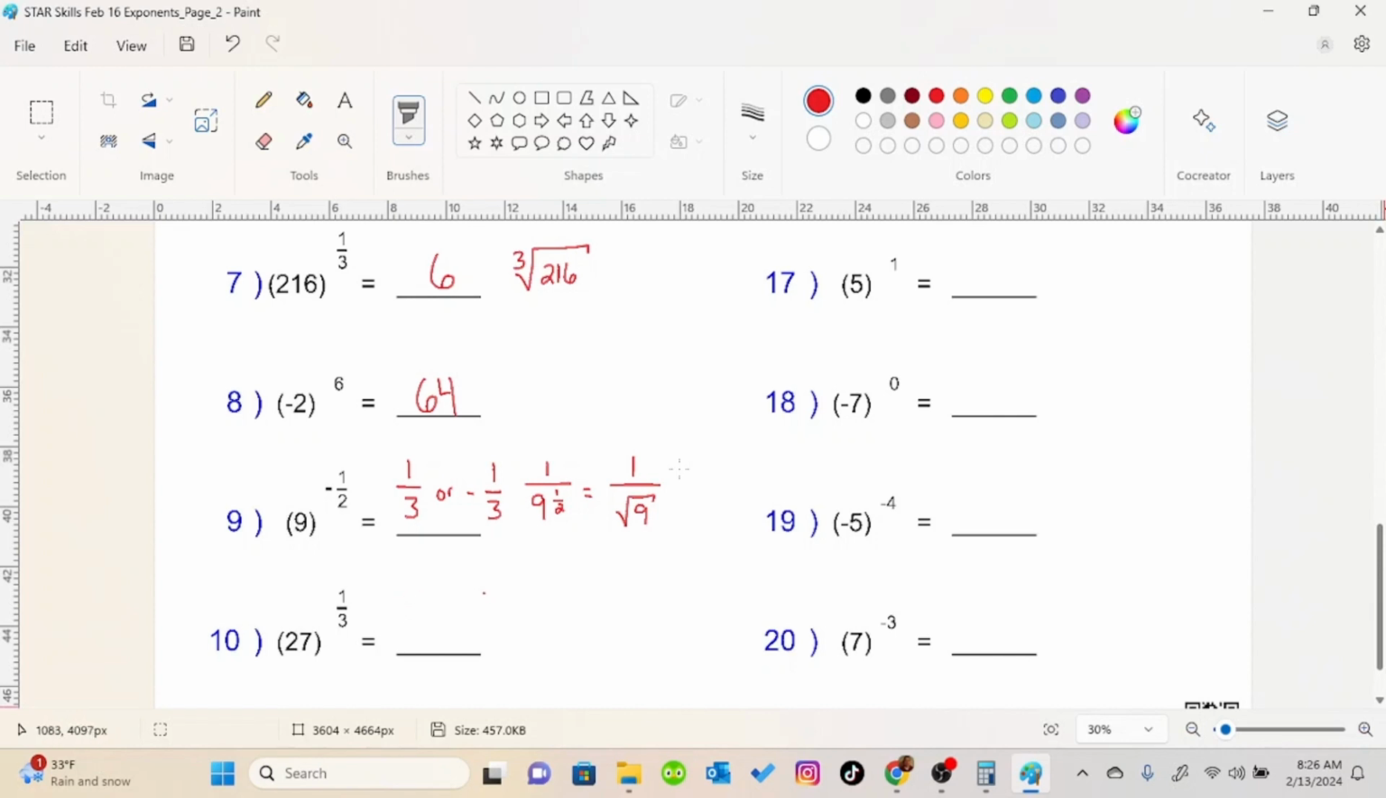Number 10, we have 27 to the power of 1/3. A fractional exponent means a root. The denominator means this is the cube root of 27. And the cube root of 27 is 3. 3 times 3 is 9. 9 times 3 is 27.